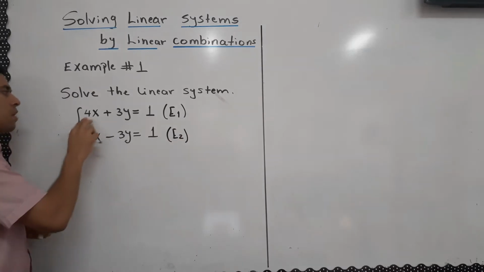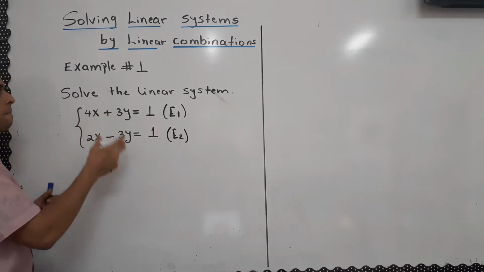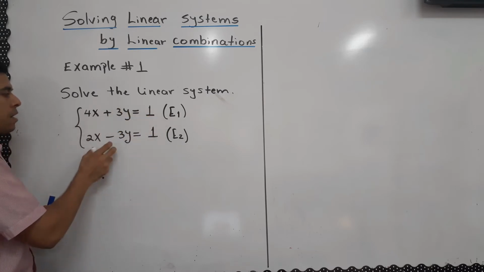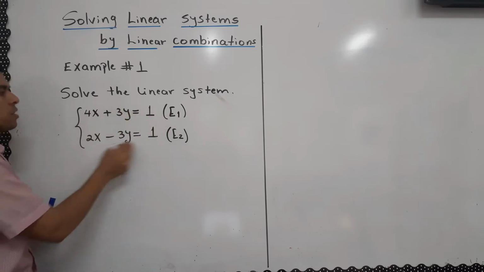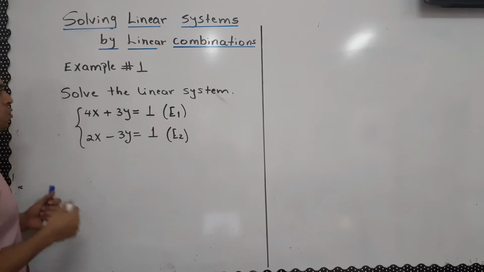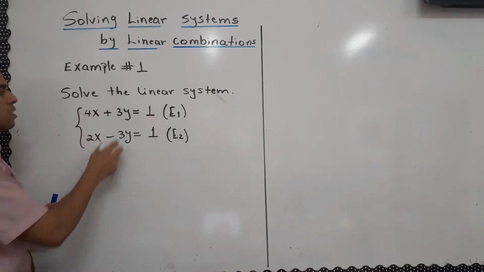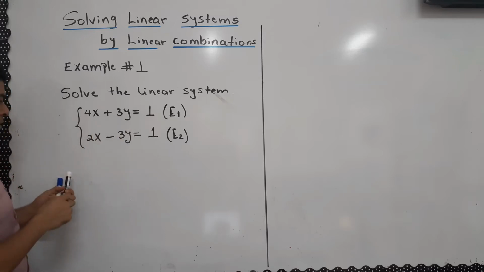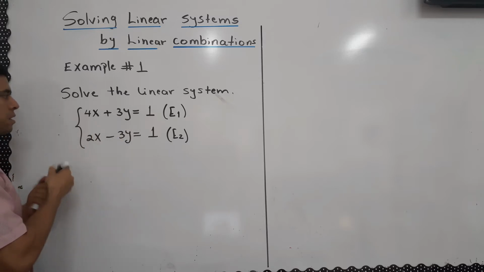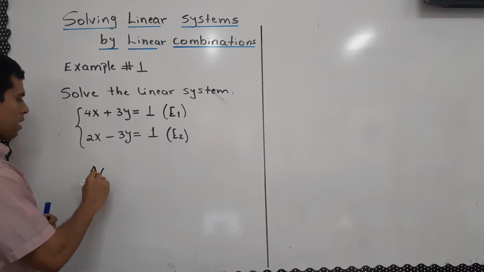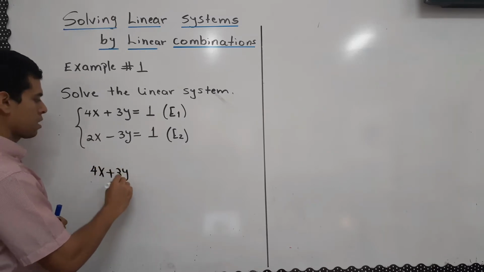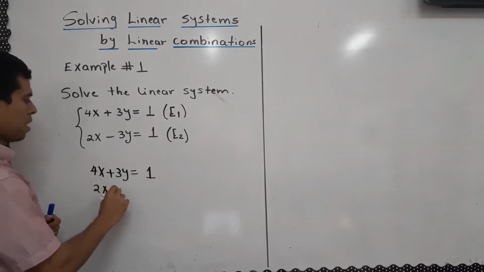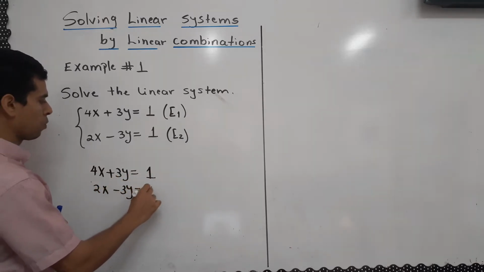So the value of x and the value of y must be, in equation 1, equal to 1, and in equation 2, when you solve this part, it's going to be equal to 1. So we are going to use elimination to find the value of x and the value of y. So first, we're going to rewrite this. 4x plus 3y equals 1, and 2x minus 3y equals 1.